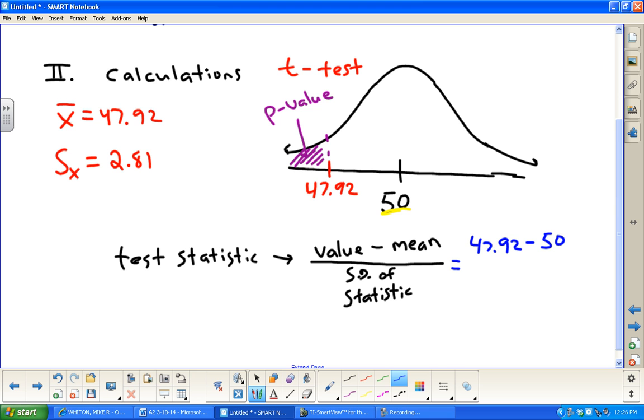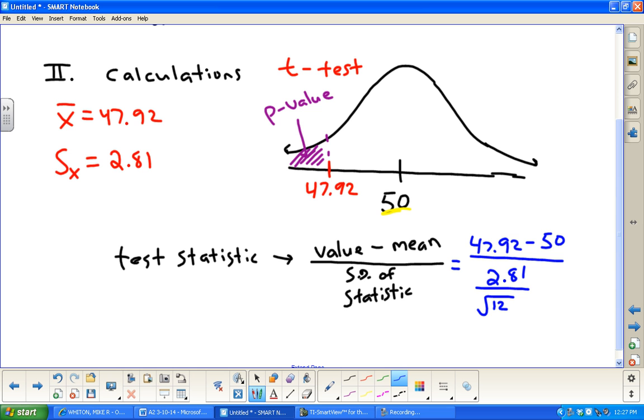Okay, we have 50 for the mean. The standard deviation, our sample was 2.81, and that gets divided by root n. Okay, that's for the sampling distribution. So let's calculate that out real quick. If we do the 47.92 minus 50, and I'm going to divide that by 2.81 over root 12.